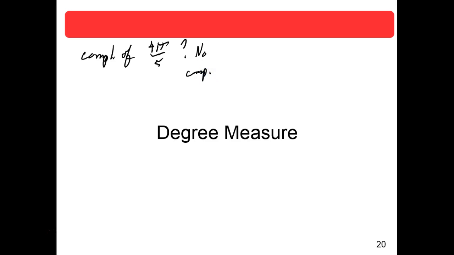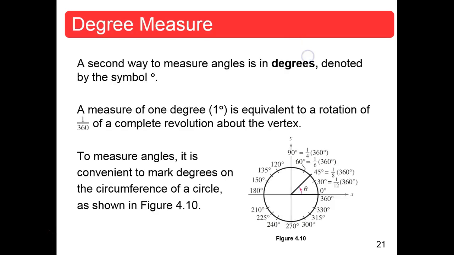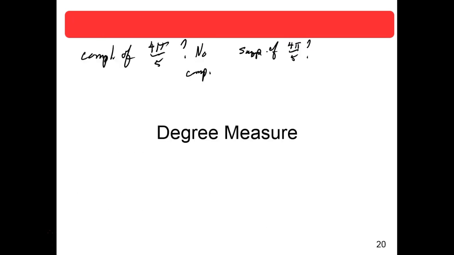Okay. You could have picked up on that by looking at it. Now, how about this one? What is a supplement of 4/5 pi? That's the first question. Does it have one? What are your thoughts on it?